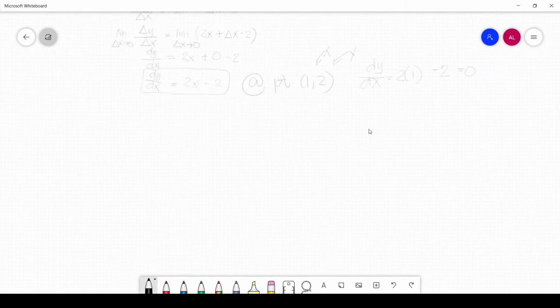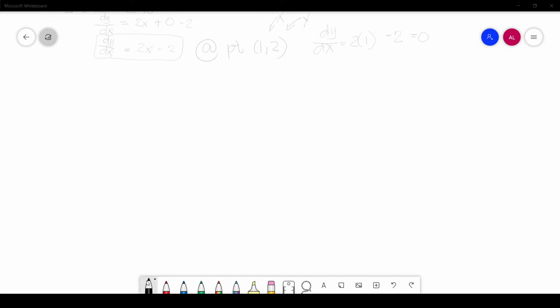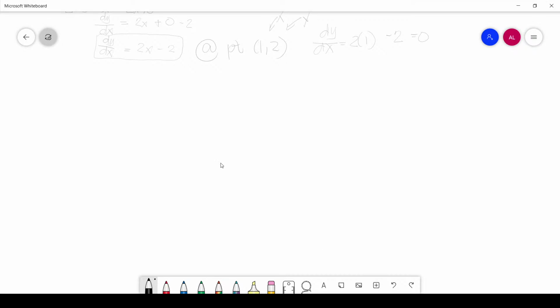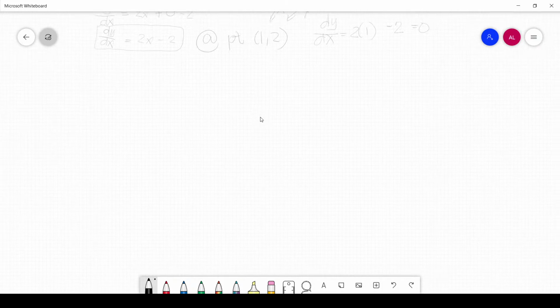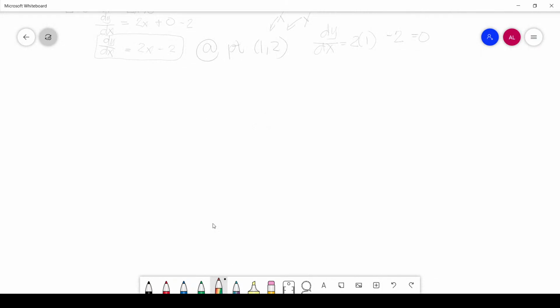Okay, should we proceed to the next example? Okay, so let's proceed to example number 2. So, let's move to a rational function.